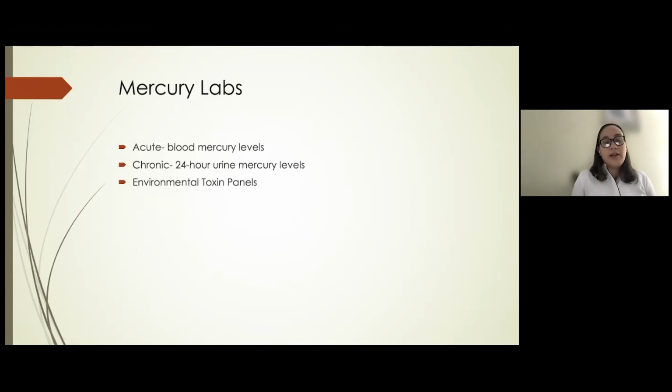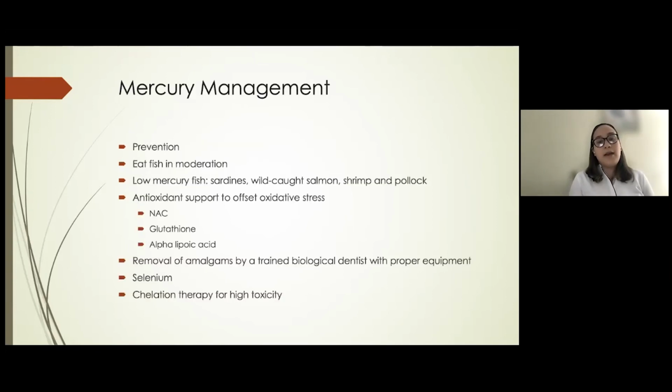Blood mercury levels if it's acute, and if it's chronic, you might want to do a 24-hour urine mercury level, or at least the first morning urine, and also an environmental toxin panel. Obviously, prevention is key for all of these elements. You want to eat fish in moderation, know where you're getting it from, and try to stick to fish that are low in mercury, like sardines, perhaps some wild-caught salmon, shrimp, etc.